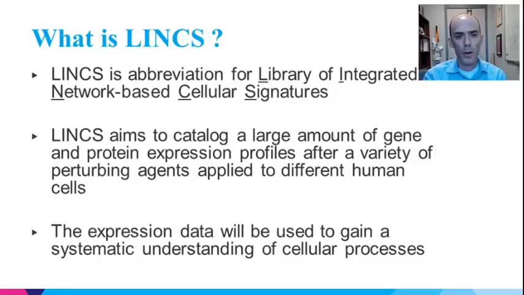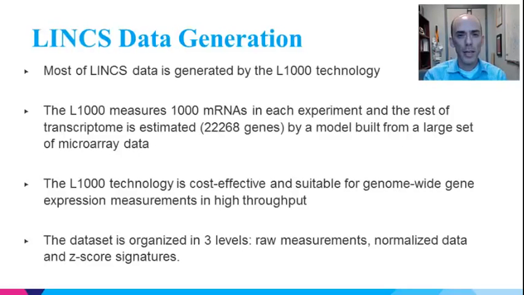LINCS stands for Library of Integrated Network-Based Cellular Signatures. It aims to catalog a large amount of gene and protein expression profiles after a variety of perturbing agents applied to different human cells. And this large-scale expression data collection can be used to obtain a systematic global understanding of the cellular response to cellular perturbation and completely map the landscape of the possibility of a cell to respond to various perturbations.